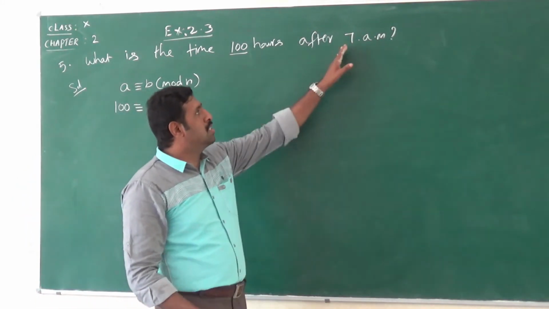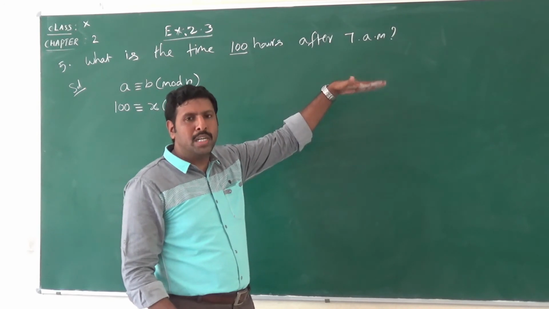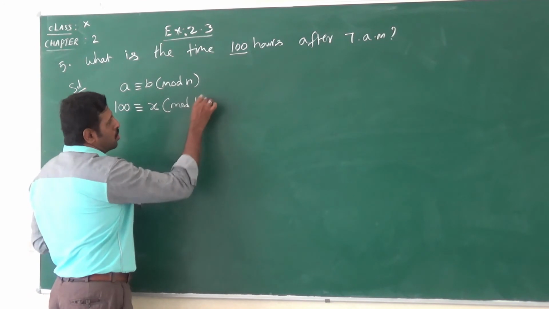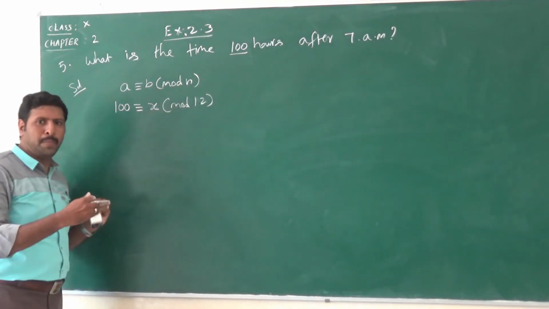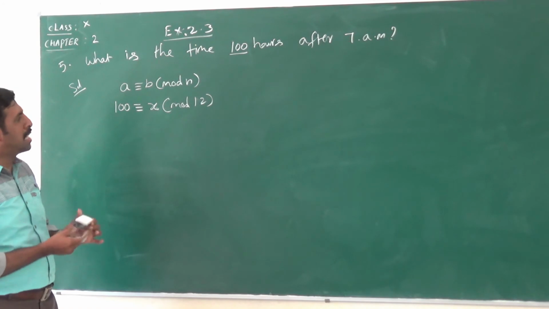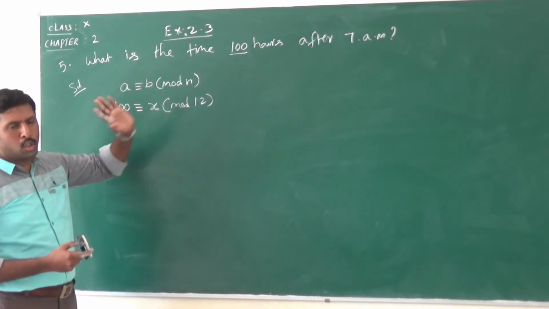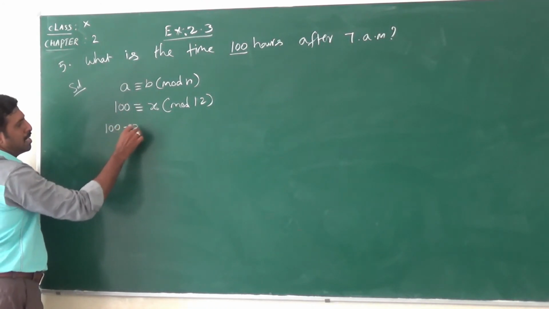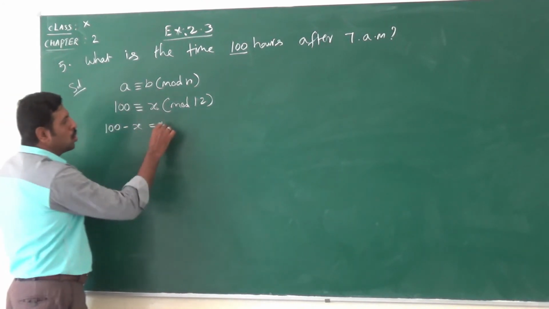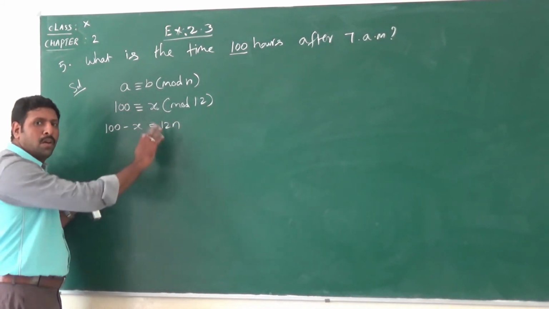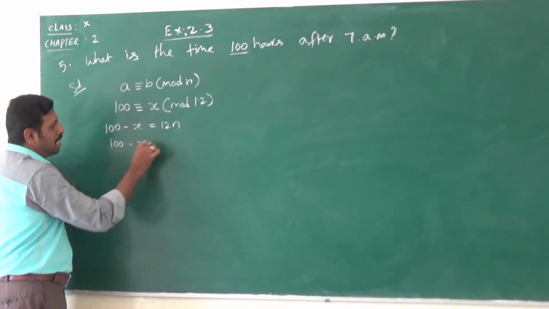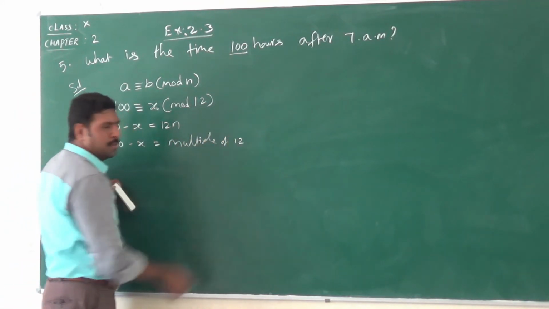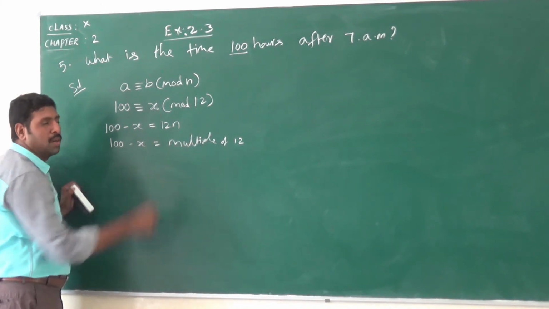See, the time is actually 7 a.m., and a.m. and p.m. means it should be divided by 12, right? Not 24 hours, it will be 12 hours only. We are calculating as a.m. and p.m., so when they are asking about time, we have to divide by 12. Now I take this x to this side. So 100 minus x is equal to 12n, that is a multiple of 12. So 100 minus x is equal to a multiple of 12.